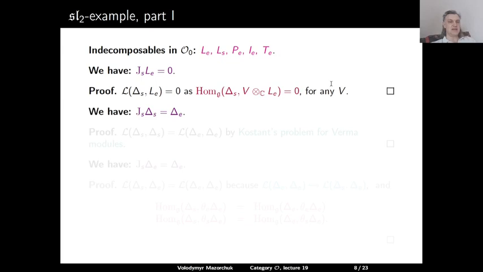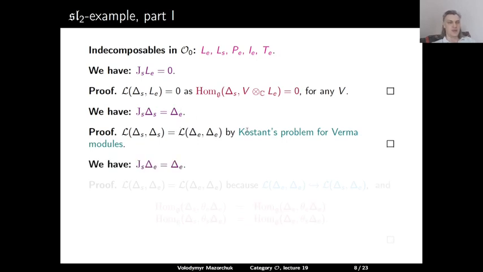Next, we claim that G_S applied to Δ(S) is equal to Δ(E). This follows from the observation that L from Δ(S) to Δ(S) is equal to L from Δ(E) to Δ(E) by Kostant's problem for Verma modules. So the image in Harish-Chandra bimodules of Δ(S) under L(Δ(S), -) is the same as the image there of Δ(E) under L(Δ(E), -). So when we go back to category O, we get this isomorphism. Our next observation is that the image of Δ(E) under J_S is isomorphic to Δ(E). So Δ(E) is Joseph complete.